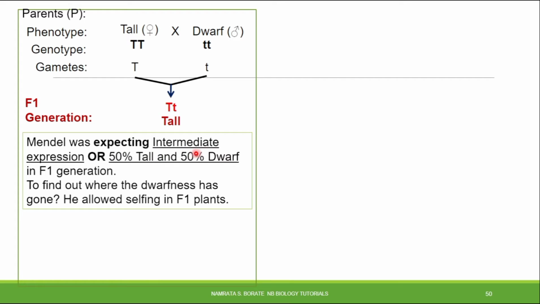That is obtaining the intermediate expression. What's the intermediate expression? That is 50% tall and 50% dwarf in the F1 generation. To find out whether the dwarfness is gone, he allowed selfing in the F1 plants. That is the self-pollination in the F1.